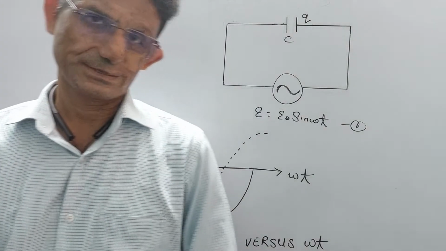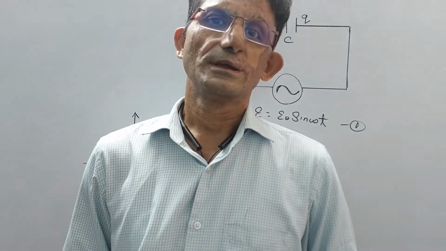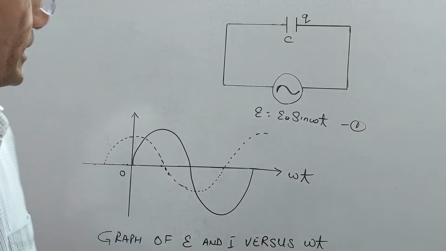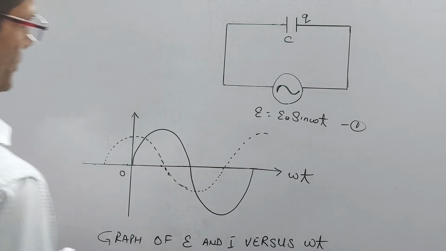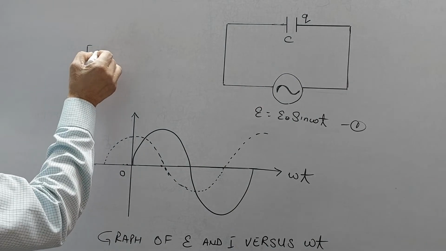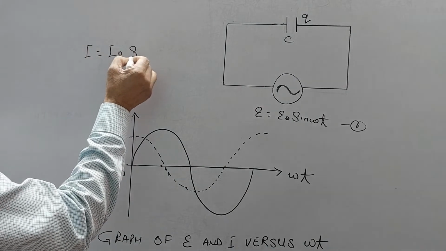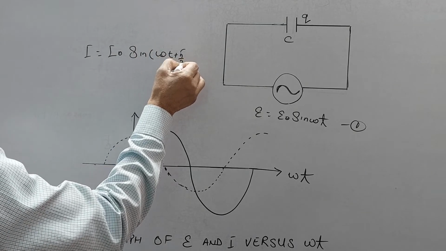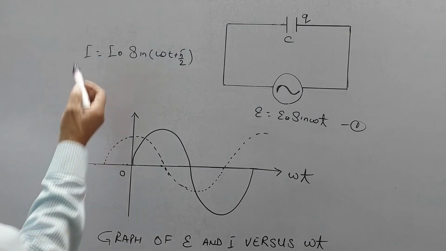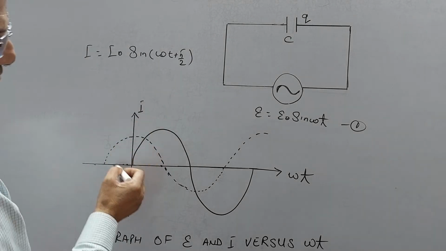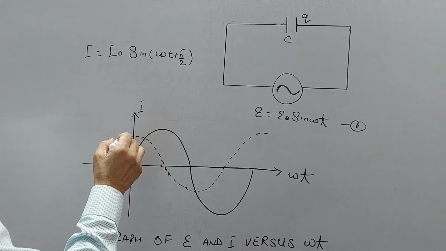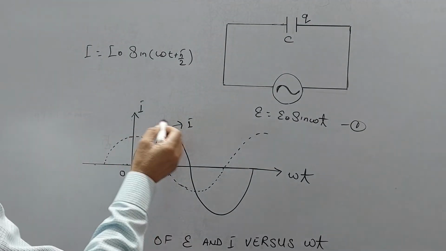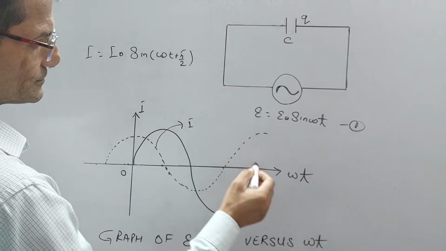Our next part of this derivation is the graph between E and I versus omega t. We already found that current has the value I naught sin of omega t plus pi by 2. How to draw the graph between I and omega t? This is the current, and this is the graph of voltage.